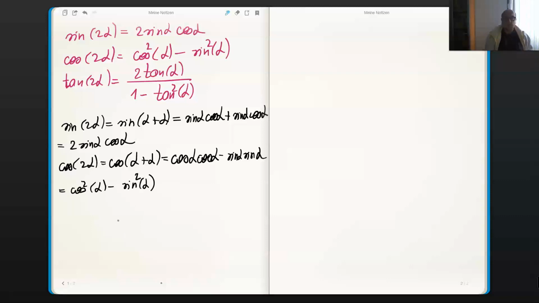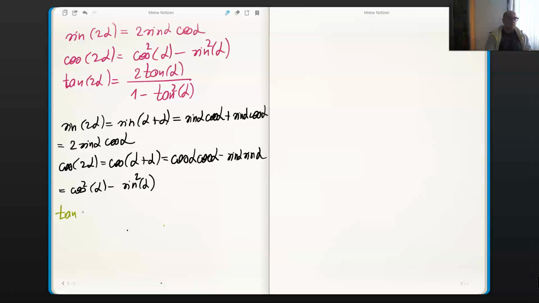You see maybe the similarity to cosine squared plus sine squared of alpha, which is giving us 1 because of the Pythagorean trigonometrical Pythagoras. Well, that's very nice to use in many cases, especially also for integration once we're gonna get so far, and I'll explain that to you as well. Okay, what about the tangent?